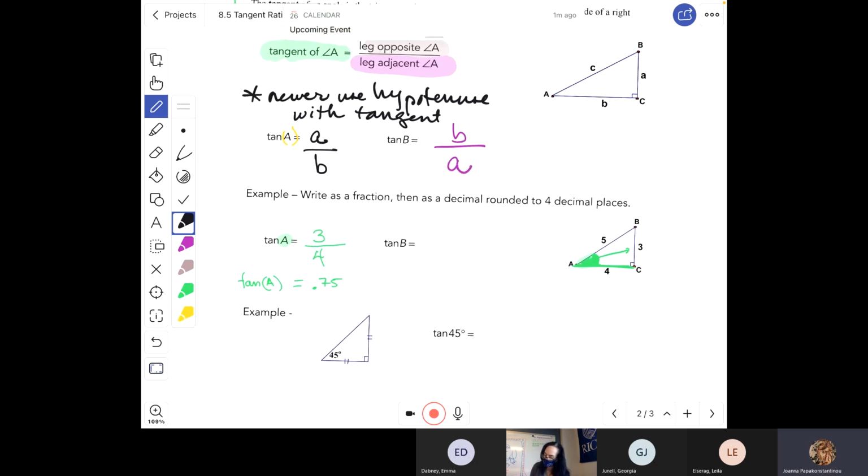Okay, so now let's try to find the tangent of angle B. So if this is angle B, the tangent of B would be, well, what's the opposite of angle B, the opposite leg? 4 over the adjacent 3. And then, well, 4 divided by 3 is approximately what? And the 3 is repeating, right? So I can just put that bar, the little vinculum, over the 3, to designate that it's being repeated.